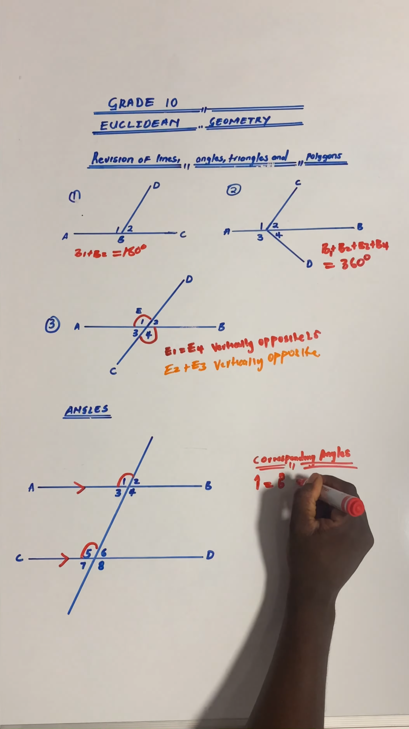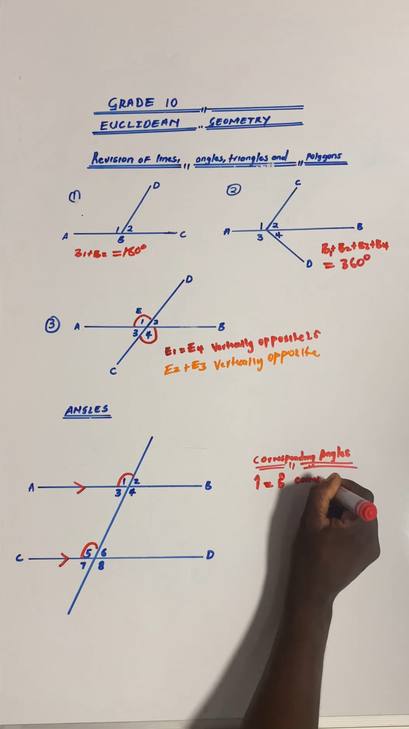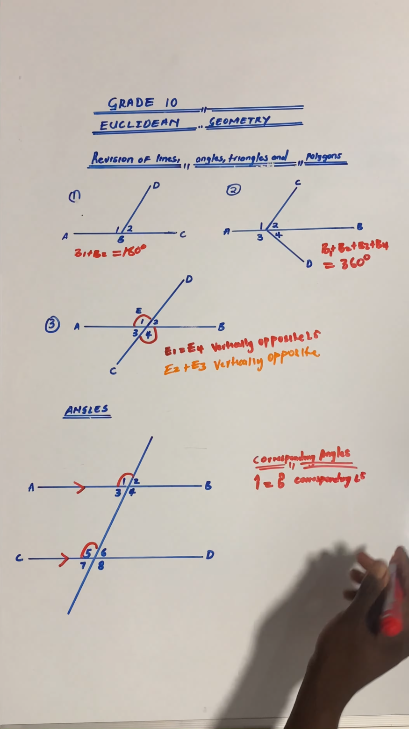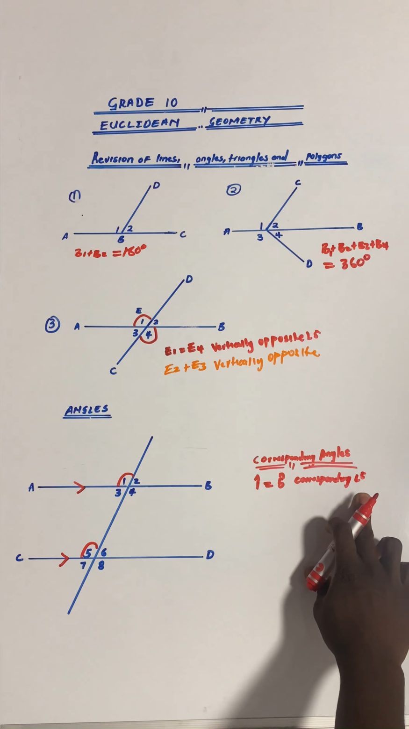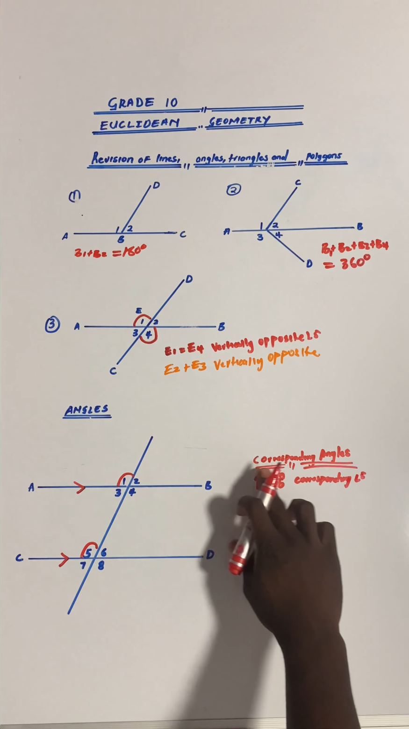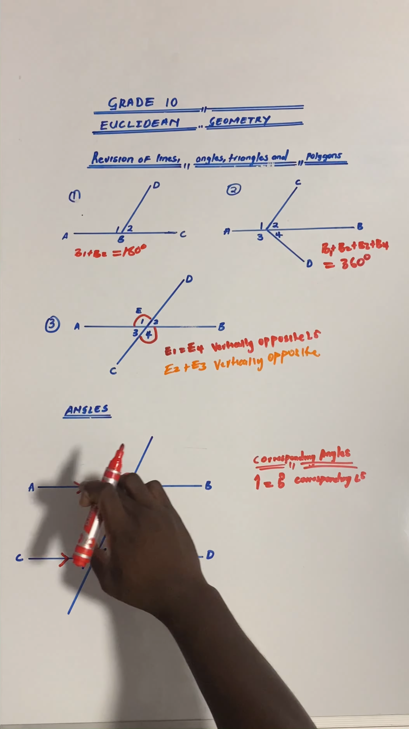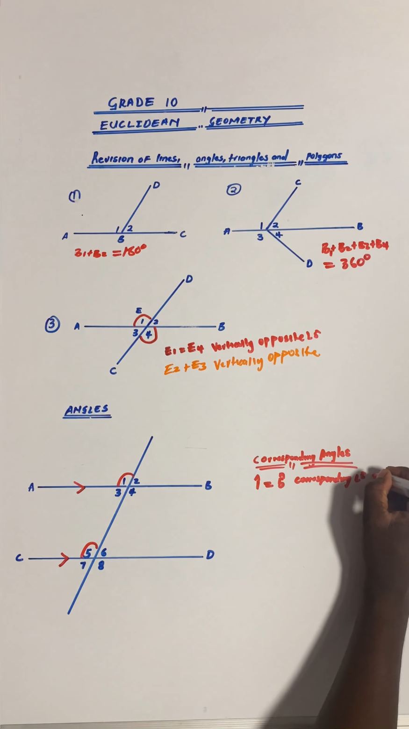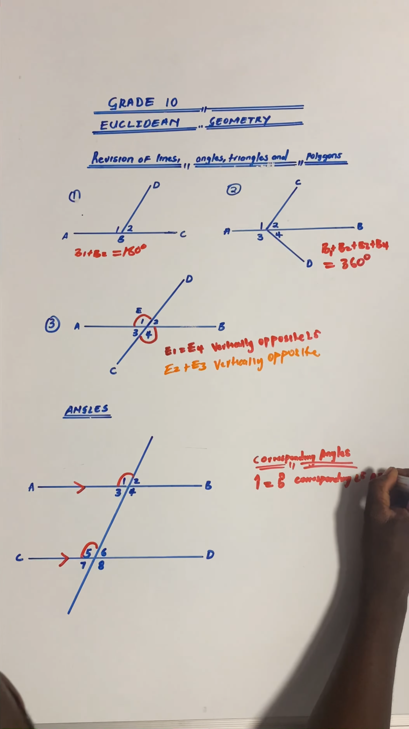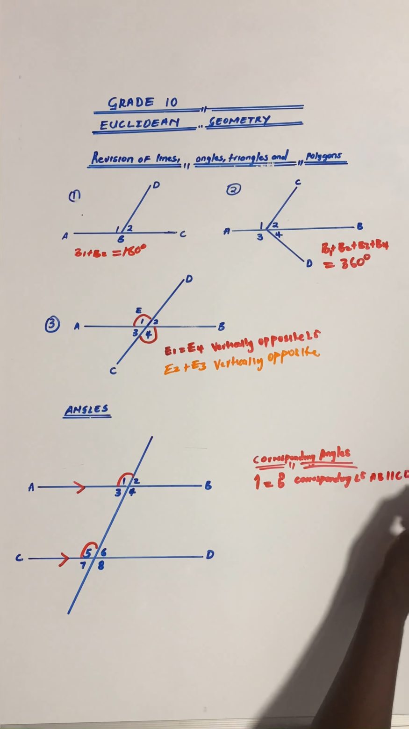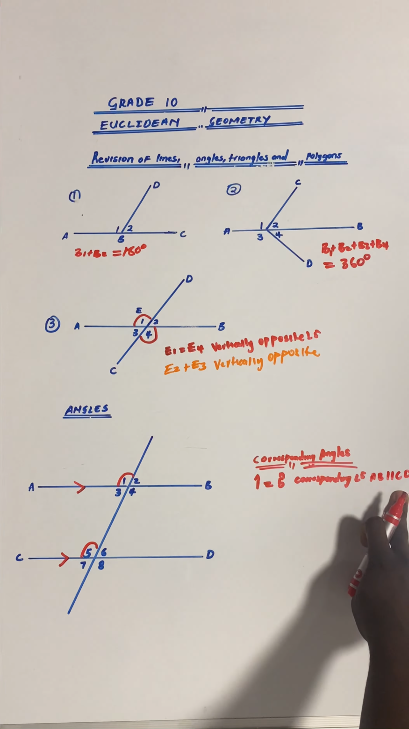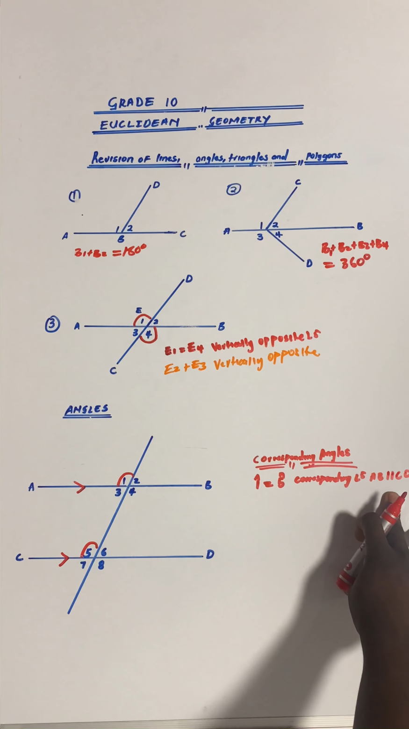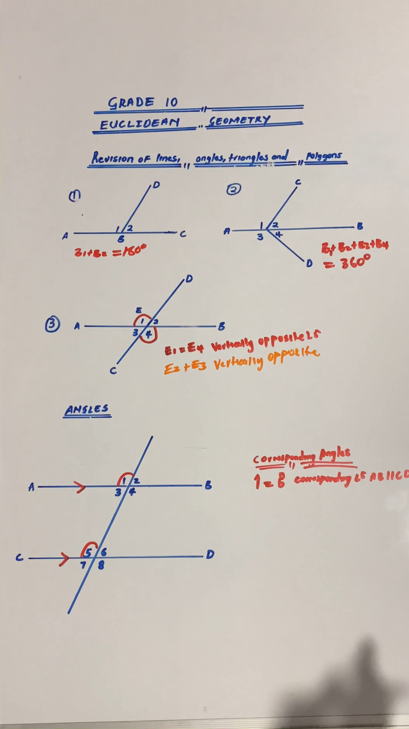And what will be the reason? Corresponding angles. Right? Now, do you end there? No. Remember we said the requirement for us to have corresponding angles is that there must be parallel lines. So you must now state the parallel lines. It is because AB is parallel to CD. Now, if you don't write these parallel lines, the examiner has a full right to mark you wrong. So please note that.